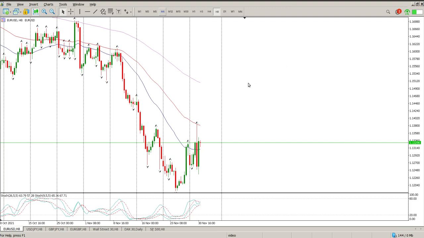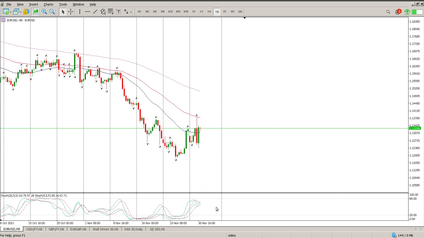So, Euro USD has pretty much done nothing. Big up, big down, big up. So, complete confusion. And just have a look at the oscillators at the moment. We don't really have any indication that we are doing anything right now. Oscillators are kind of all over the place.